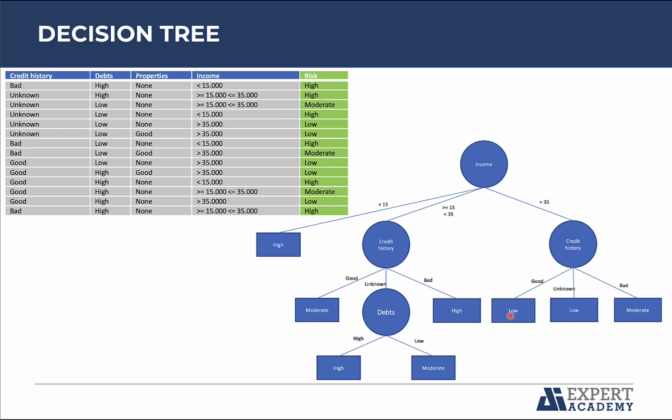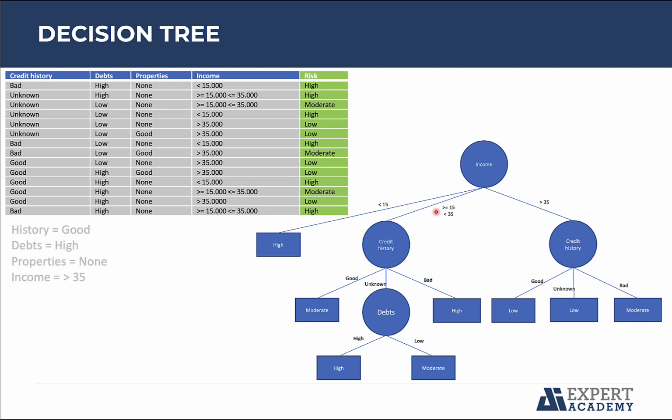I'm not going to go into detail about the math, but if you want to search, there are basically two math calculations that are performed: the entropy and the information gain. The most significant features are at the top of the tree.